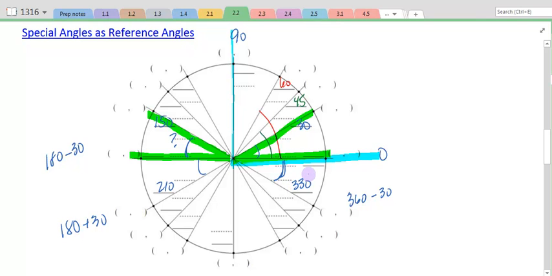So if we focus on learning the values for the first quadrant, I can then fill in values for all the remaining quadrants around the unit circle, and that's a very, very powerful tool for us, and it reduces the amount of memorization that we have to have. So let's apply that in this example.